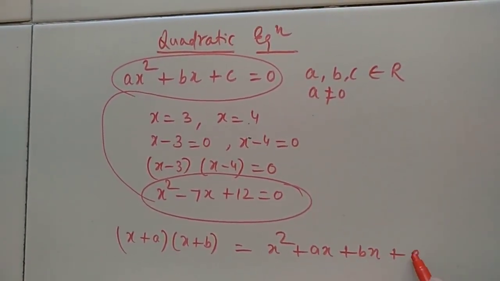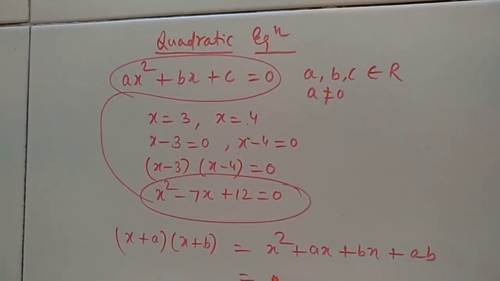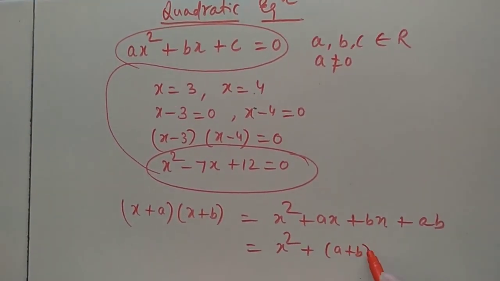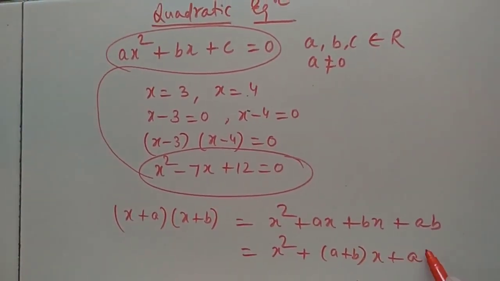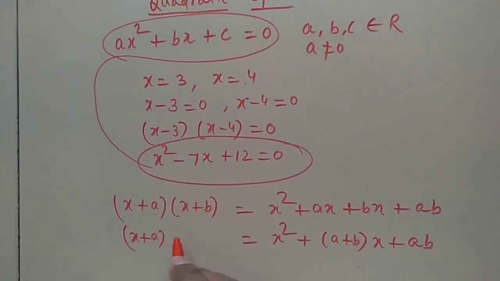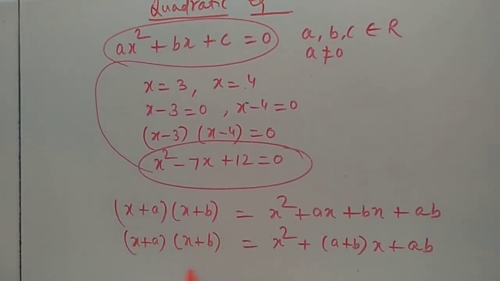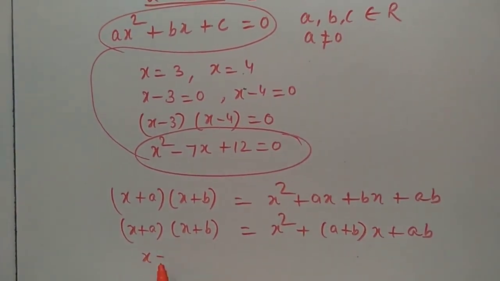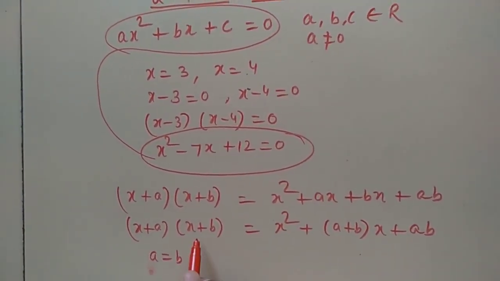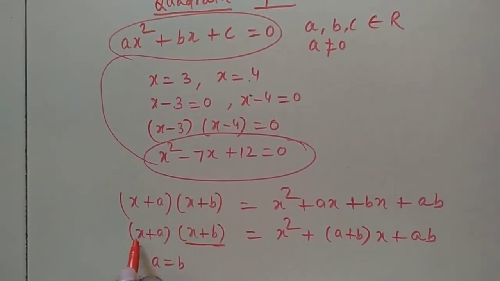You might have studied this in lower classes, like preliminary classes 7 and 8, where the teacher gives you the algebraic expression x plus a times x plus b to expand. It's a product of two binomials: x plus a is a binomial and x plus b is another binomial. The product of these two gives x square plus (a plus b)x plus ab, which is a trinomial.